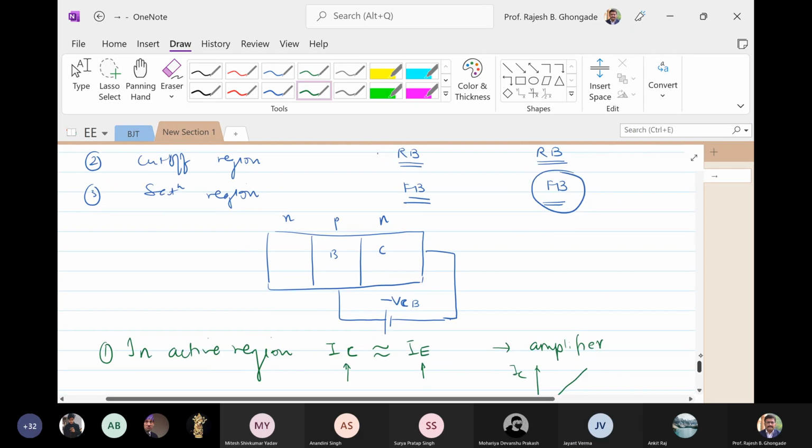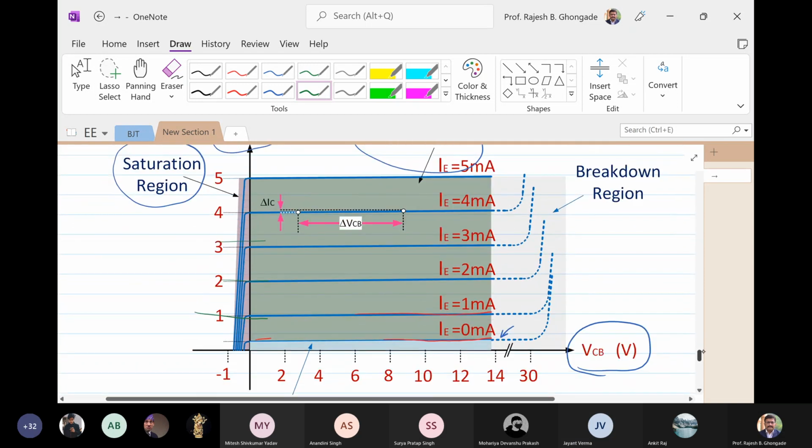ये सैचुरेशन रीजन में रिलेशनशिप कैसा है देखो. VCB और कलेक्टर करंट का रिलेशनशिप कैसा है देखो. ये एक्चुअली एक एक्सपोनेंशियल इंक्रीज है. फॉर अ स्मॉल चेंज, इफ आई start from here, it is 0. But if I go on increasing in this direction, you see that there is an exponential growth increase.